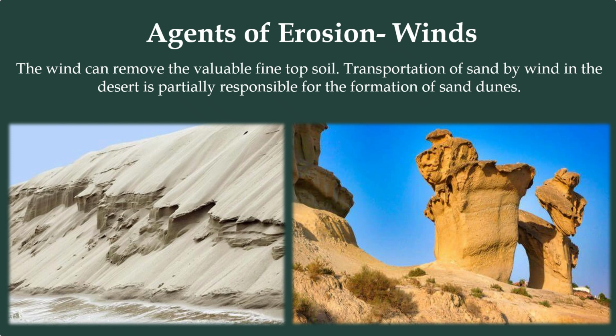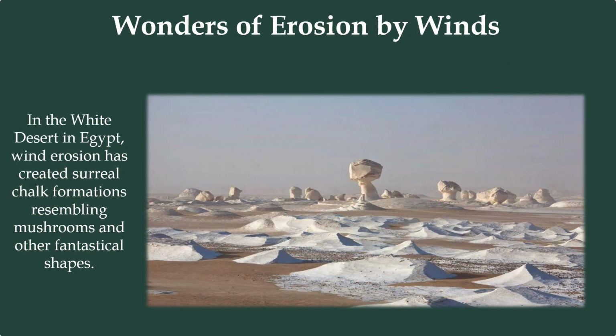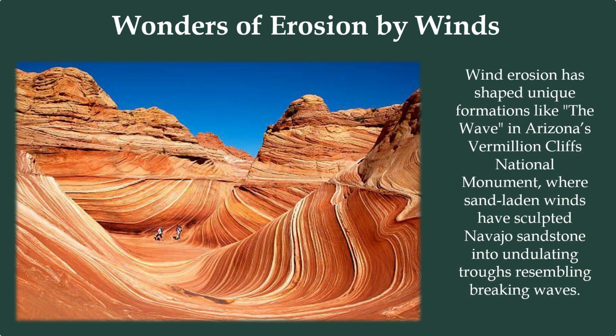Winds are another powerful agents of erosion, which remove the valuable fine topsoil. Transportation of sand by wind in the desert is partially responsible for the formation of sand dunes. In the wide desert in Egypt, wind erosion has created surreal chalk formations resembling mushrooms and the other fantastic shapes. Wind erosion has shaped unique formations like the wave in Arizona's Vermilion Cliffs National Monument, where sand laden winds have sculpted Navajo sandstone into undulated troughs resembling breaking waves.